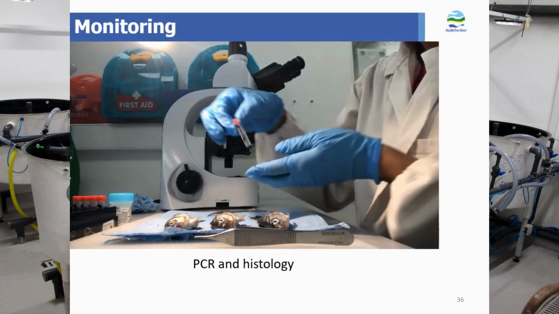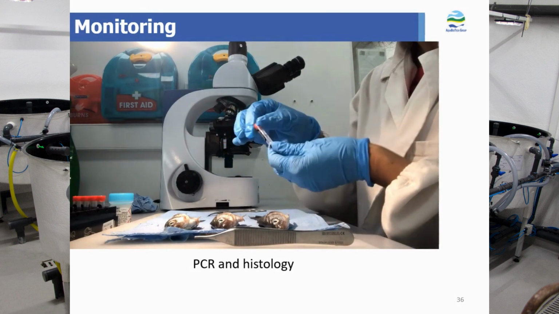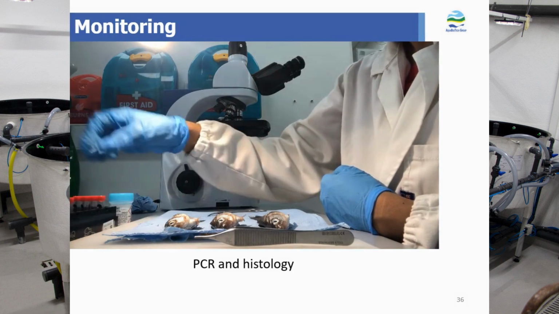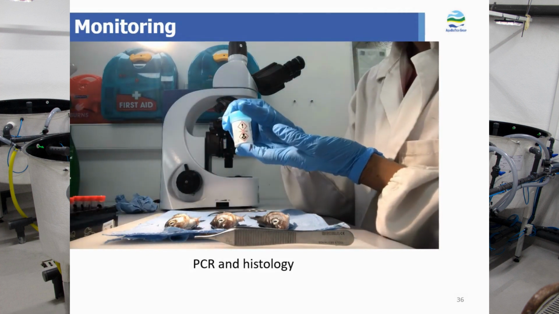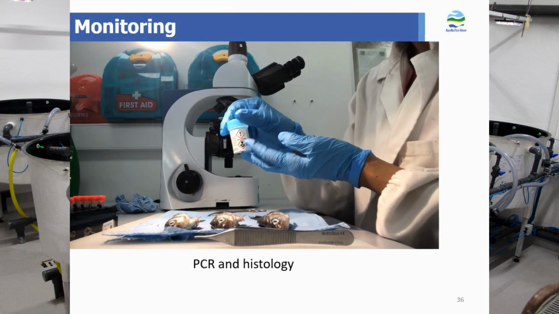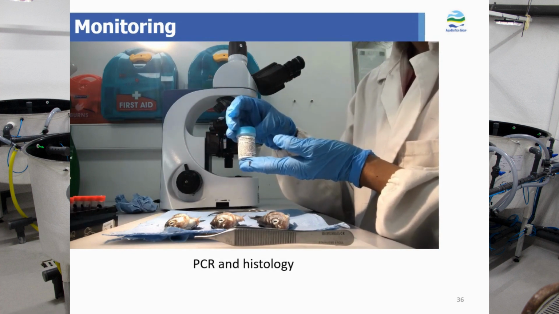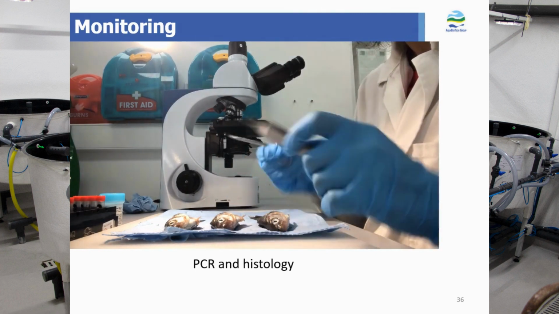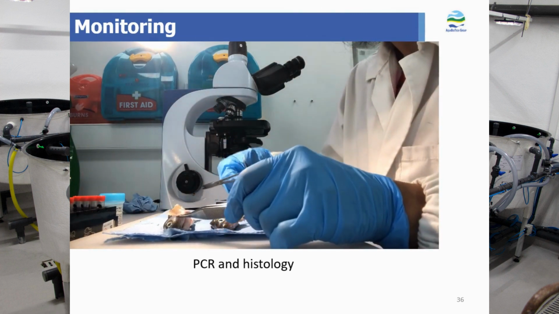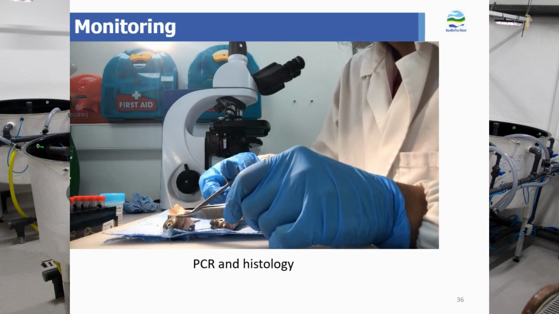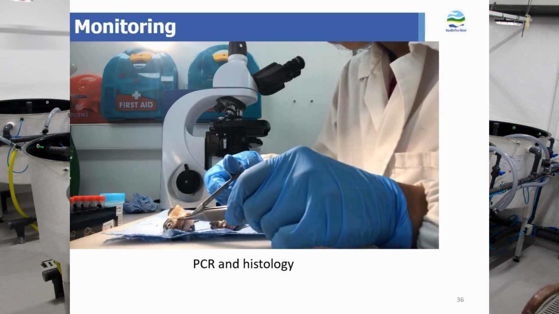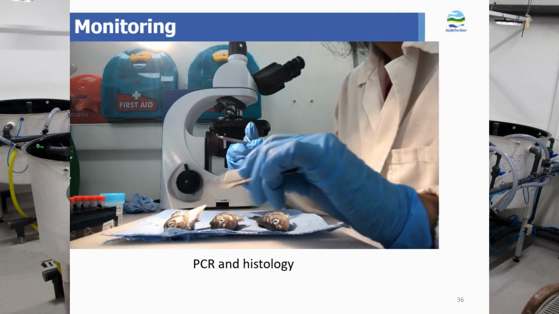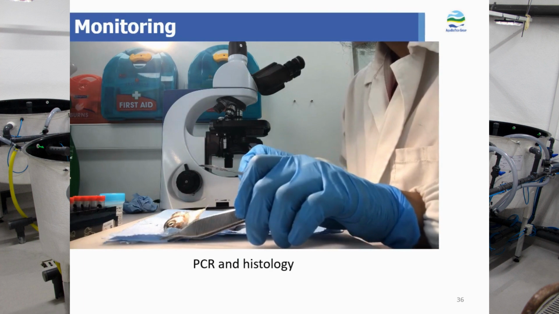PCR and histology. For PCR, we have these little tubes with some buffers and liquids that will help us to preserve the tissues. We have the formalin flask. It's formalin at 4%. In the case of formalin, we need to work in a ventilated room, and as soon as we open the flask, we need to close it. Formalin is a volatile toxic, it's flammable as well, so we need to be careful.